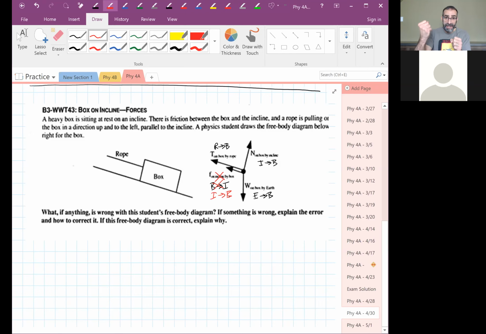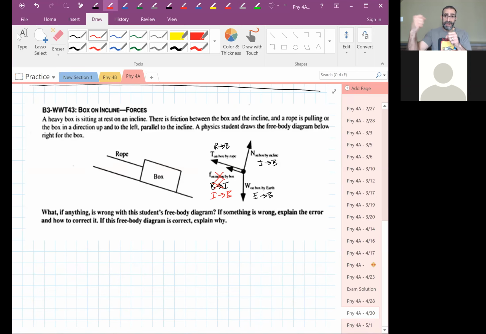Now we pull with a little bit more force. What does the box want to do now? It wants to go up the hill. I'm pulling with more force than what gravity is pulling down the incline with. So what does static friction do? Static friction has to go down. It's going to try to keep the box sitting where it is. It's going to point down the incline.